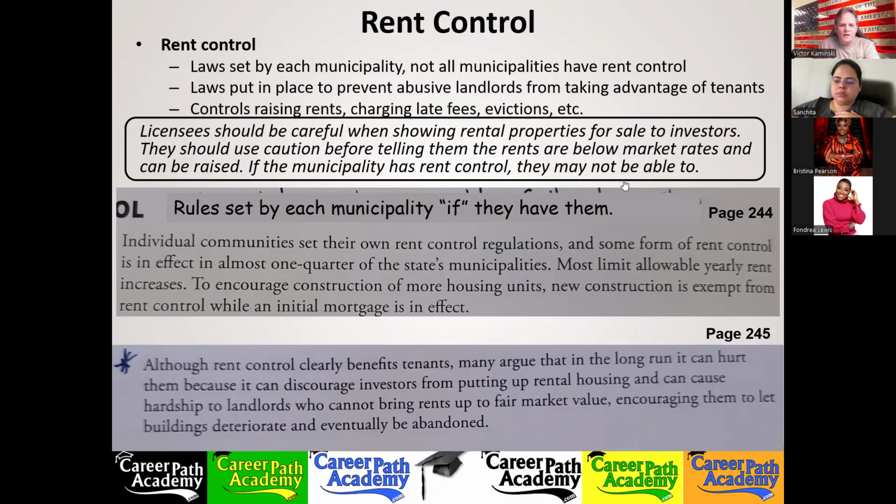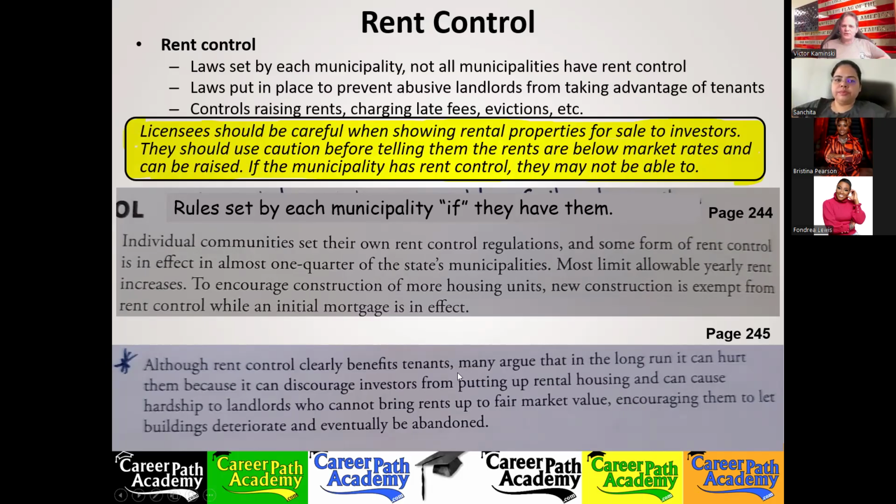So that's good to know, because if a property is in a municipality that has rent control, that may be why that building owner is selling to begin with. Maybe they're not able to raise the rents to keep up with the cost of living and maintaining those properties. So that's why they're selling it, because they can't raise the rents and keep up with the maintenance and such.